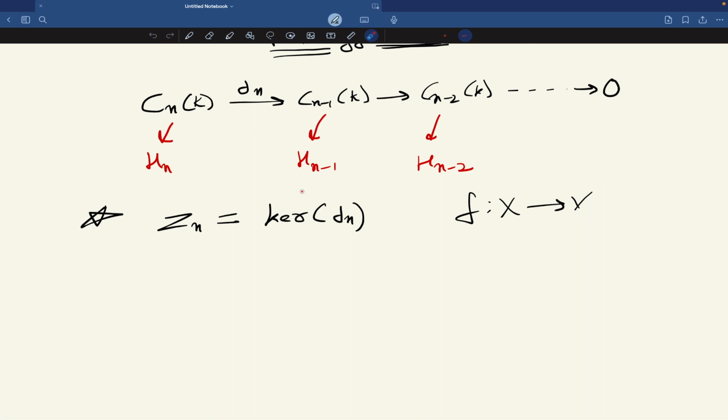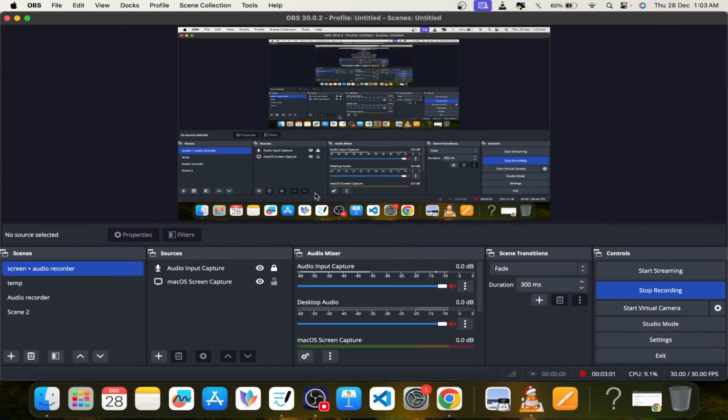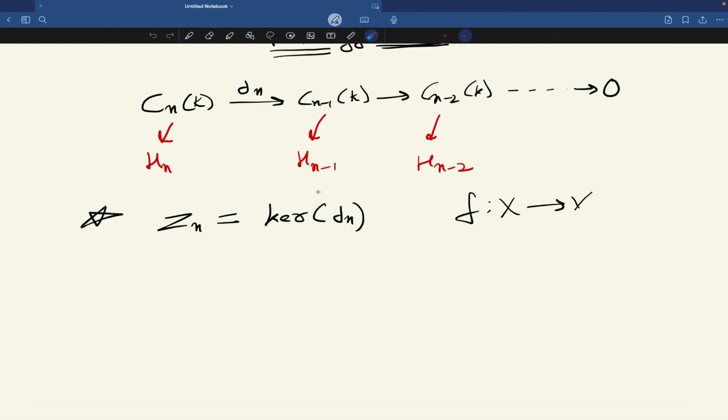is the set of inputs that belong to this Cn, right? In Cn we have some vectors, we would have some basis. By using those bases, we can generate many vectors or many chains. We have to pick those chains from the input which map to 0 in the output.